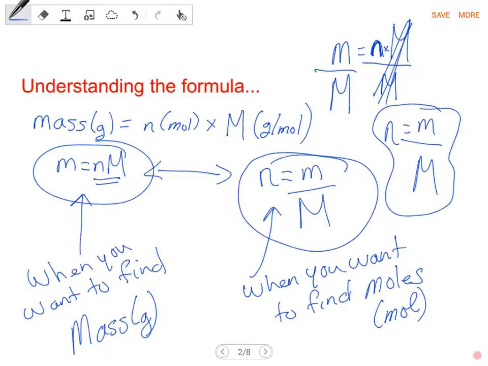Anyway, we'll move on. The calculations are straightforward, but I just want you to be familiar with this formula. Let's try some examples.